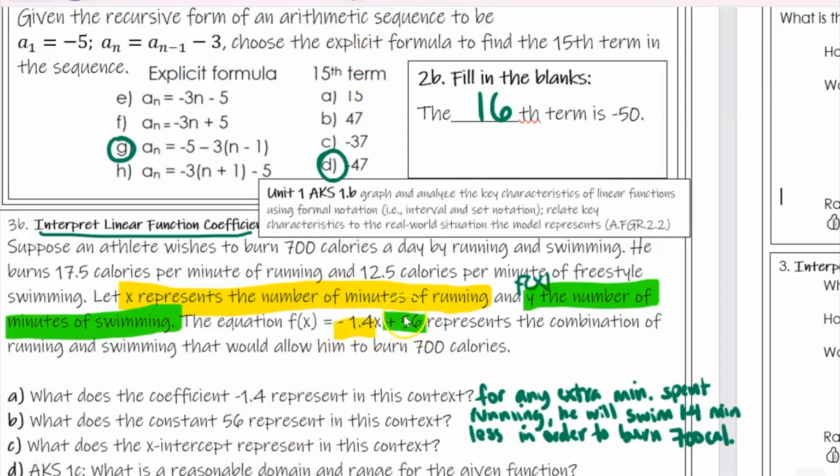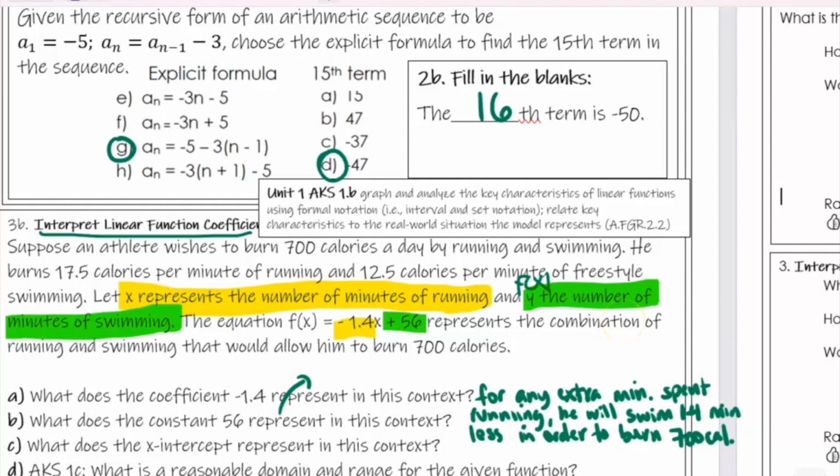So remember, 56 is the number that you start off with, which means it's my y-intercept, and my y-intercept always happens when X is equal to 0. So a couple of ways that you could write this. It just is really up to you. So you can write it the way I'm writing, or you can write something different.